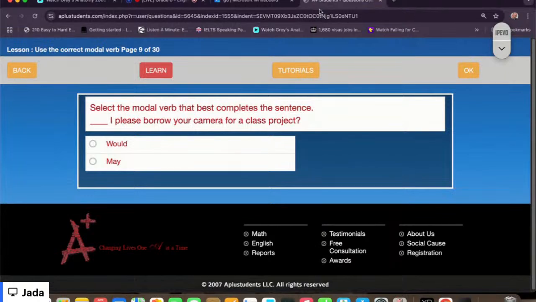Dash I please borrow your camera for a class project? Would or may I? What's the right one here? All right, so may I borrow your camera?